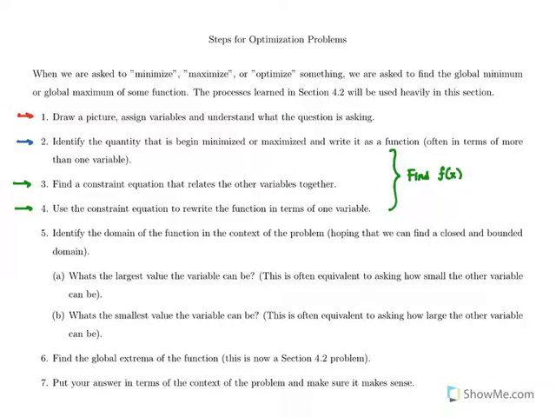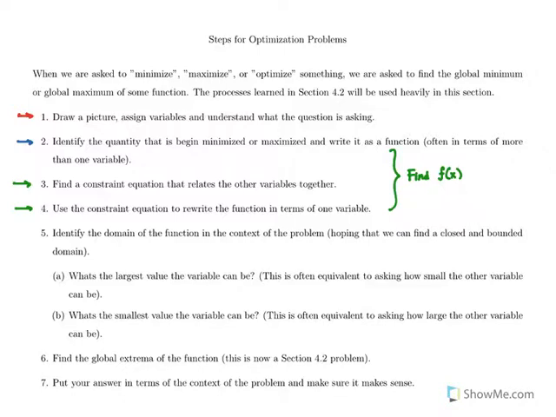Note that we are hoping that we can find a closed and bounded domain, because that makes our problems easier to do. So in this step, I think the best way of going about it is, if our variable is x, or whatever our variable is, we're going to be asking what's the largest value that variable can be in the problem. And we're going to ask what's the smallest value the variable can be in the problem.